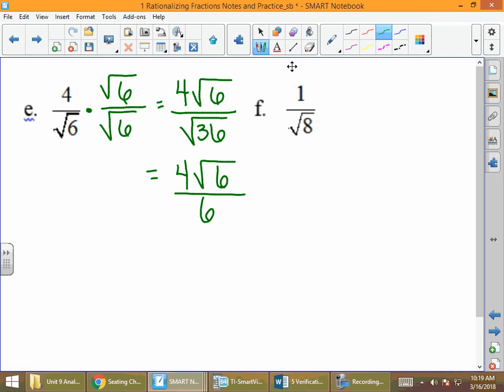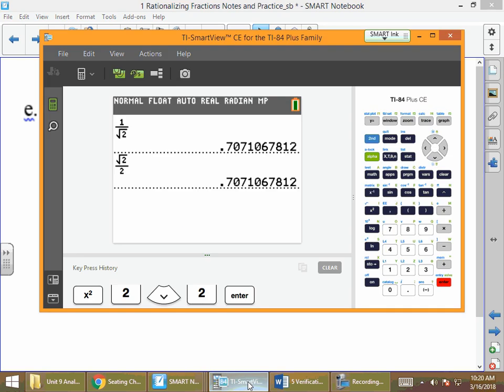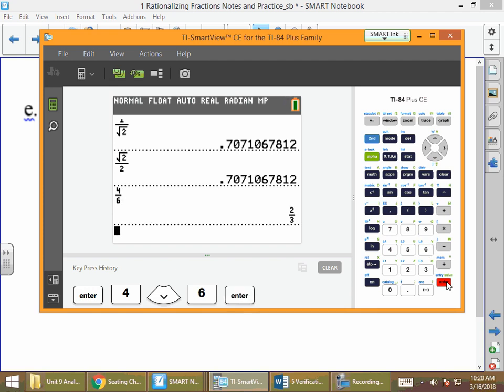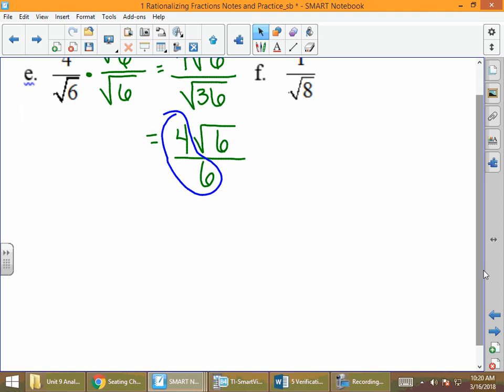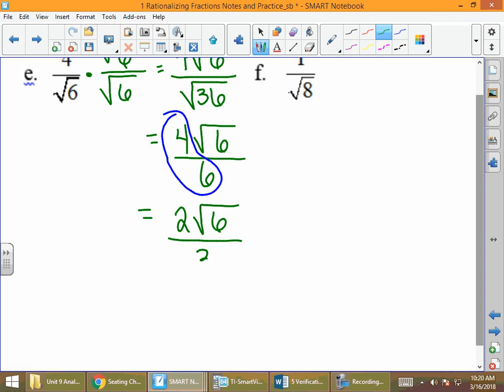What we really haven't dealt with is part C, which says, finally simplify the fraction fully. Well, we can simplify this part of the fraction. And if you're not good with fractions, then pull out your calculator and just type in 4 divided by 6, and we get 2/3. So when we simplify this completely, we end up with 2 square root of 6 over 3.